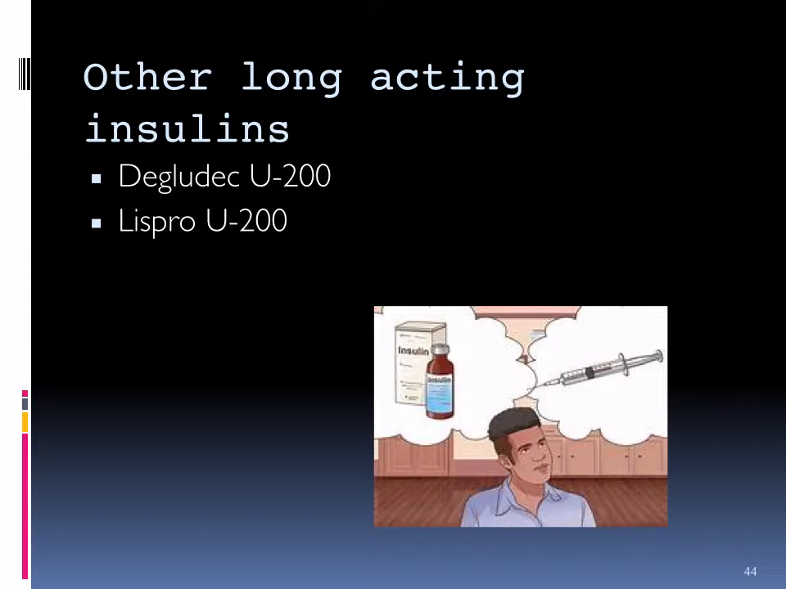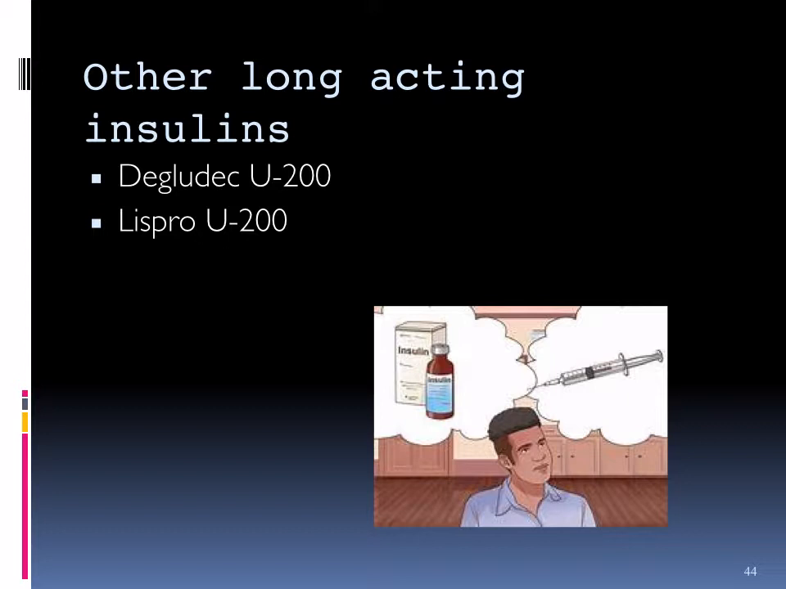And then another new one, the Lispro U200, is a non-basal, rapid-acting concentrated insulin. Because it's rapid-acting, it's given to cover the carbohydrates. It's given with meals, and for glucose corrections. Glucose corrections means that you cover the carbohydrates, but if the blood sugar is really high, the doctor would have given a correction as well, and so you add some insulin to the meal dose.